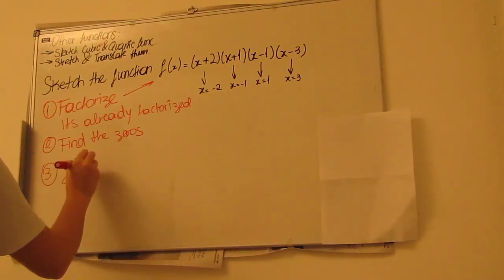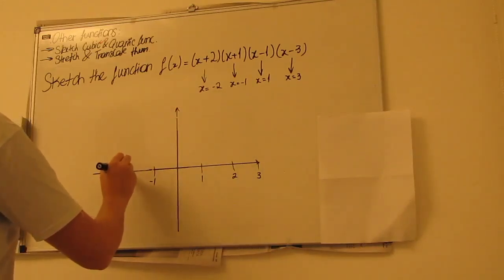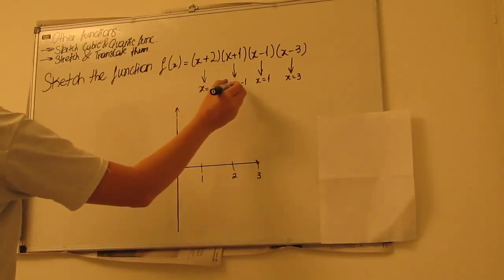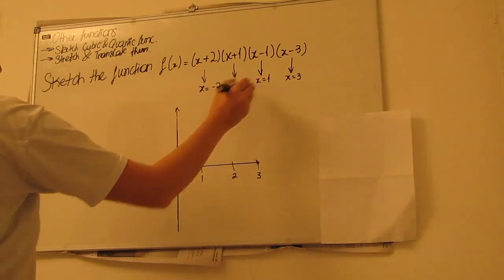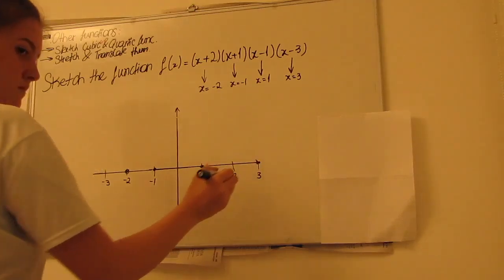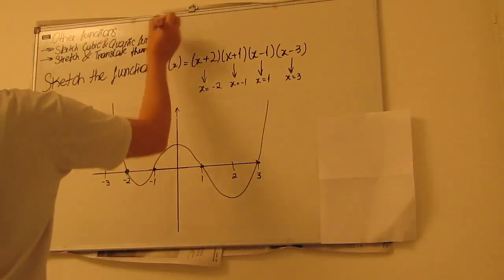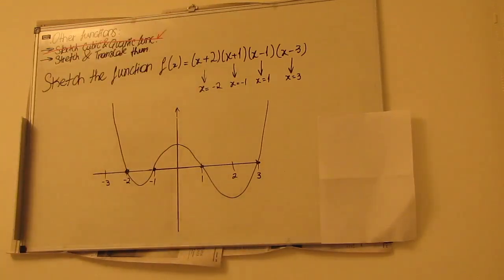The final step then is to sketch our quartic function. For that we just place our zeros on the x-axis, and the only problem with this quick sketch is that we don't really know how tall the curve will be or how low the curve will be. The fun part now is to cross out sketch cubic and quartic functions.